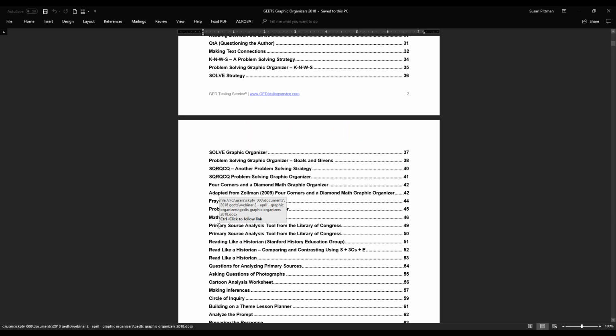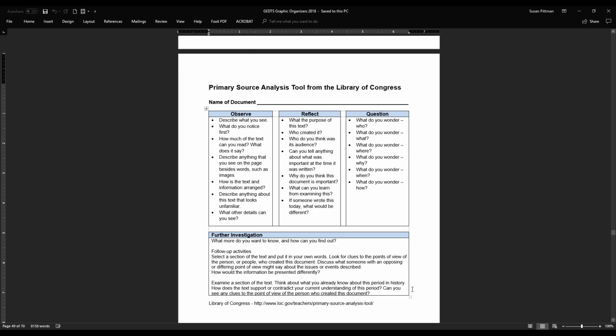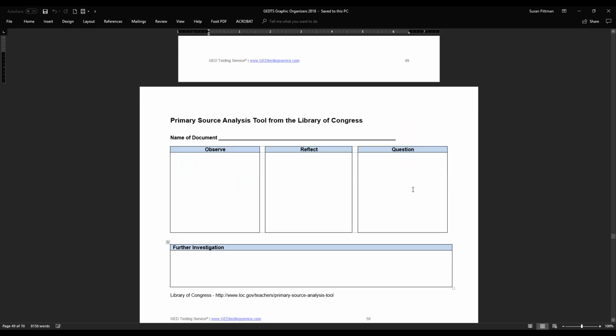I had somebody who asked just a little while ago about a tool to use for social studies, someone who is brand new to teaching social studies. And this is from the Library of Congress. It is an excellent source for being able to analyze primary sources, where students observe, reflect, and question. And if there's one that I would really recommend for someone who's new in the process with this, it's that particular one. And this just gives you a view of it as we're working through.